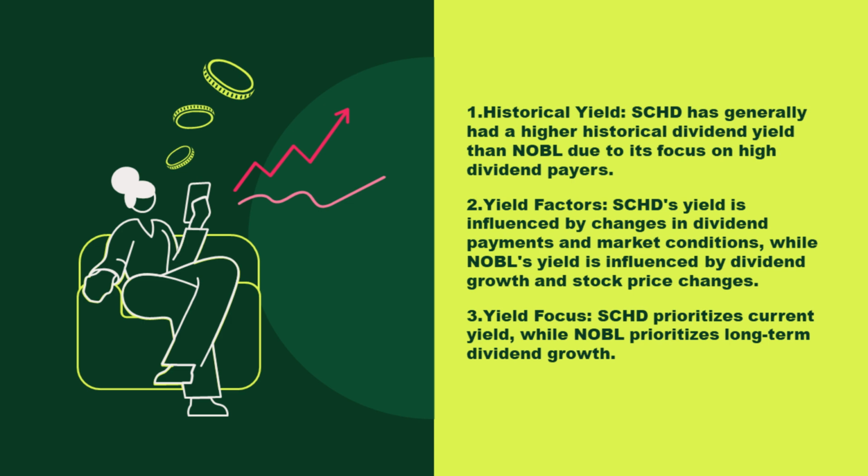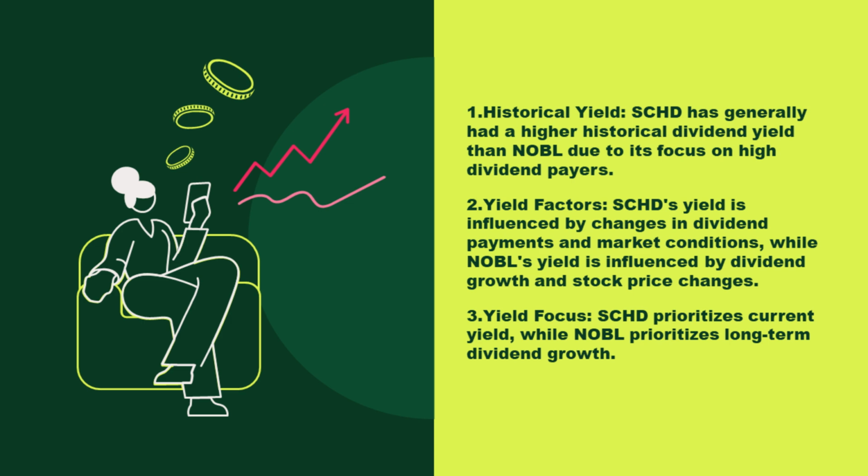These companies are often more mature and may not offer the same high yields as some other dividend payers. Consequently, NOBL's historical yield has typically been lower than SCHD's, usually ranging between 2 to 3%. This lower yield is reflective of the premium placed on long-term dividend growth stability rather than the current dividend level.